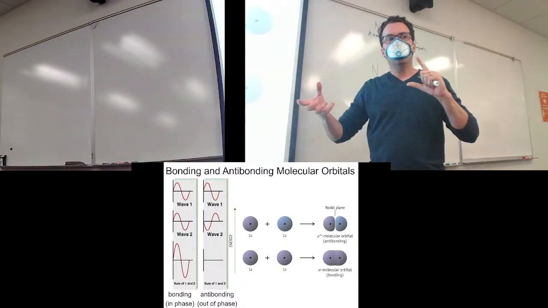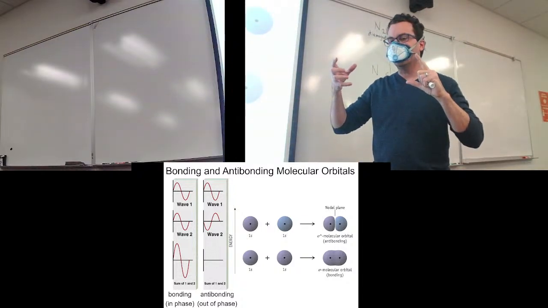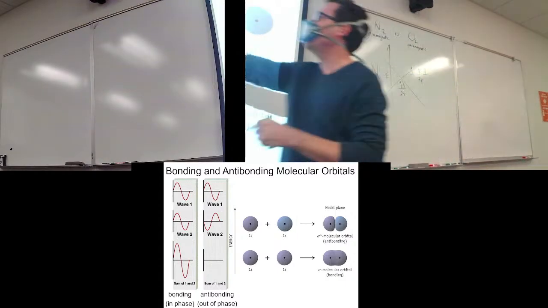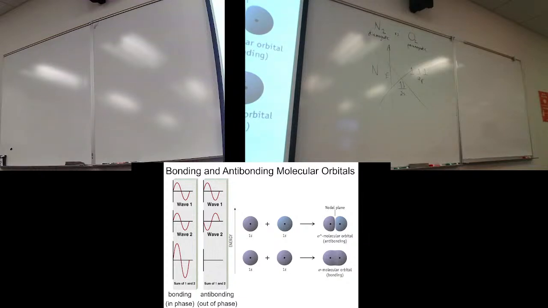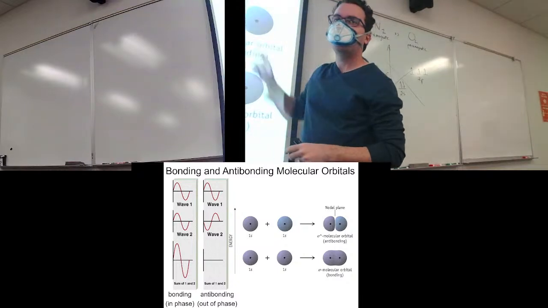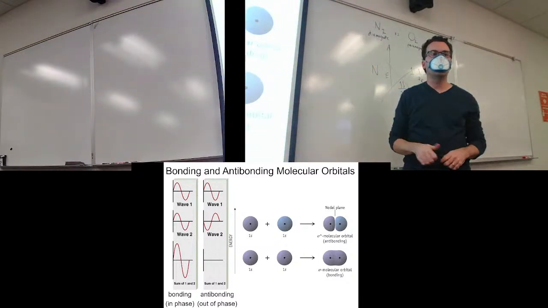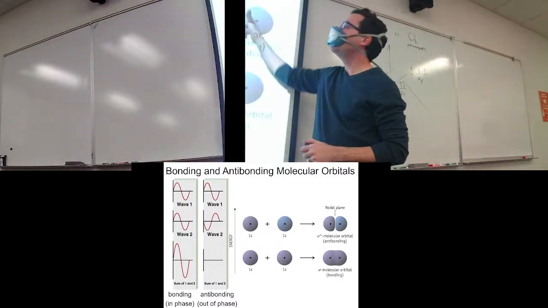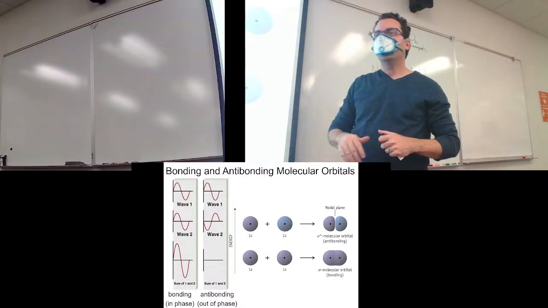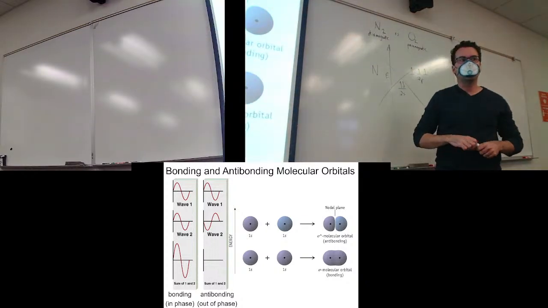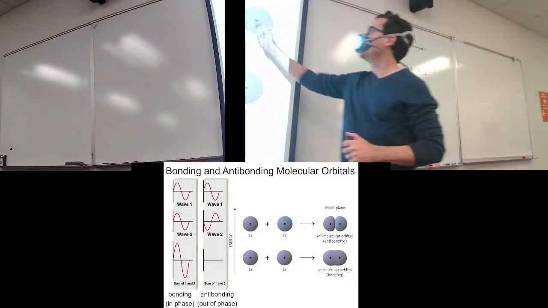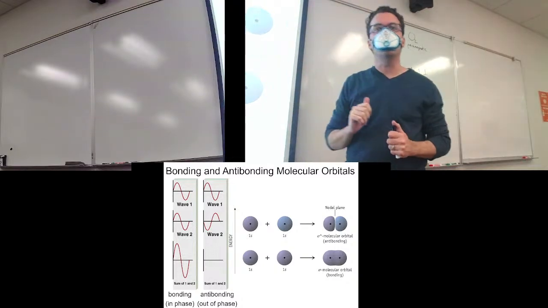Well, the other way they can overlap is by destructively interfering. They can be out of phase with each other, just like these two ways are. And so if these are out of phase and they overlap, the spot where they overlap is going to cancel out any orbital electron density. So there'll be a region of zero electron density between the atoms. And what we call this is an anti-bonding molecular orbital, because it's actually the opposite of bonding. We're preventing electrons from being shared between those two atoms.